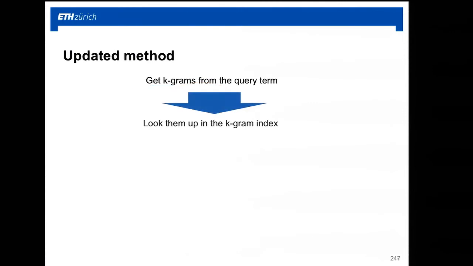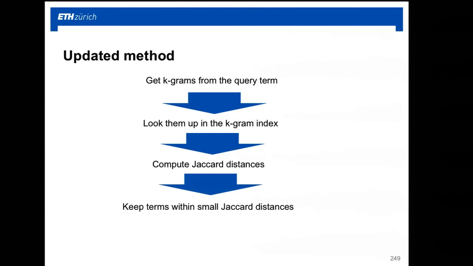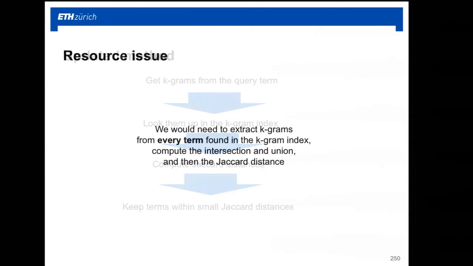So then what we can do, instead of using the edit distance, which would be very tricky to implement, is look at the k-grams of the query, very easy. We look them up in the k-gram index. That gives us a list of candidates for correction. Then we compute the Jaccard distances. And then we keep the terms with a small Jaccard distance, meaning a high Jaccard coefficient, right? Don't be confused with that.